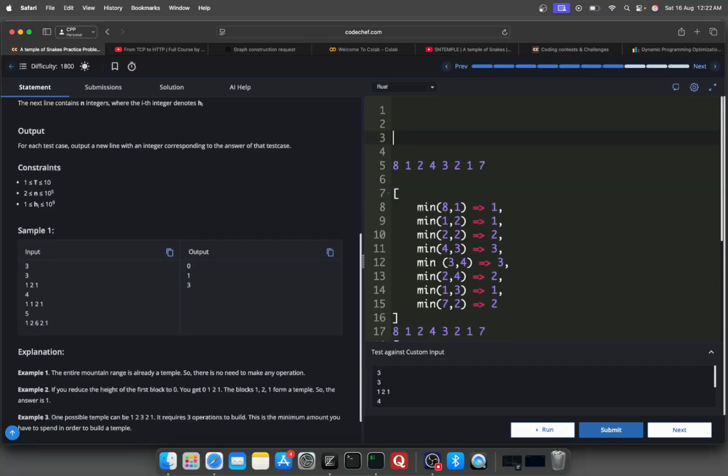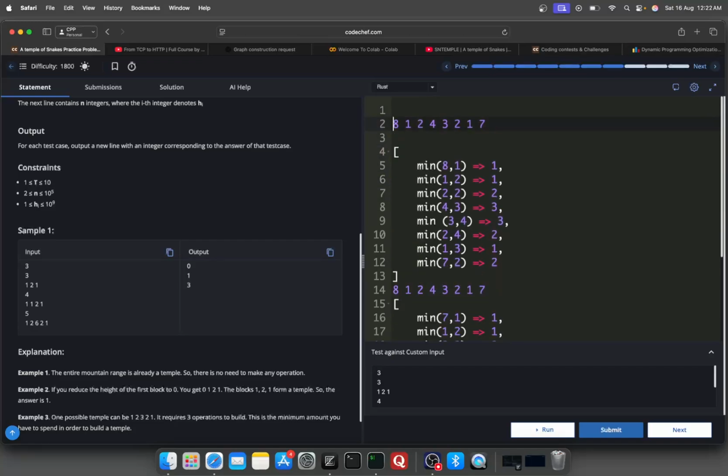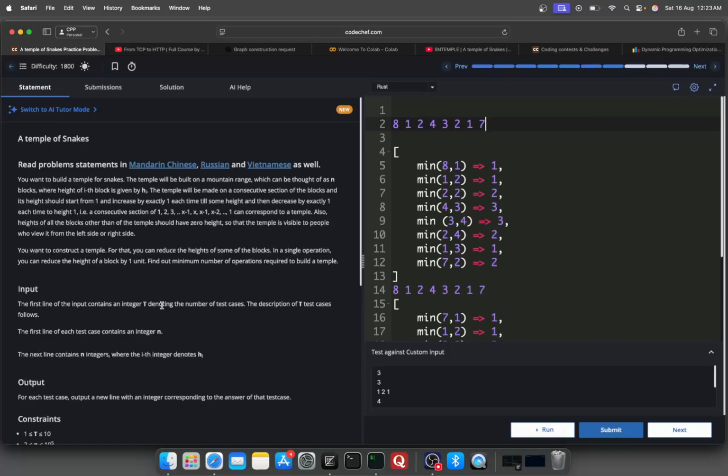Let's talk about this example, which I already prepared: 8 1 2 4 3 2 1 7. Okay, first of all, I want to share a few observations here. We are allowed to decrease elements, we are not allowed to increase any element.